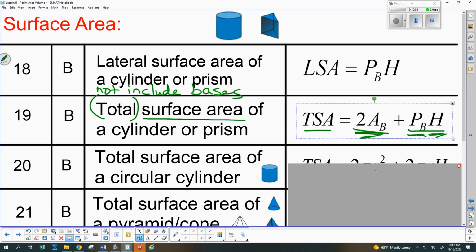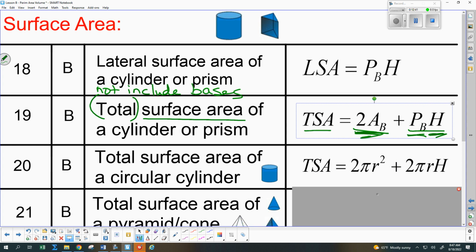Okay, if it happens to be a cylinder, like we saw before, the two bases are circles. What's the area of a circle? So I'm going to put a pi r squared in there. And perimeter of a circle is 2 pi r. It's the circumference. So I just change the area of the base and the perimeter of the base to the circle formulas. But I don't memorize that formula number 20 separately. I use number 19 and substitute into it.